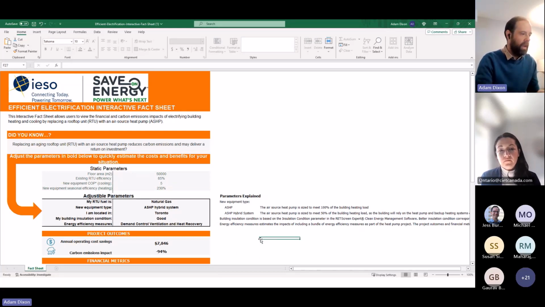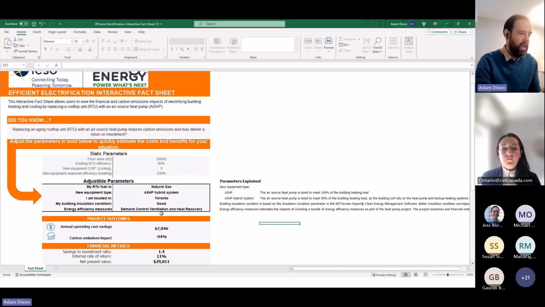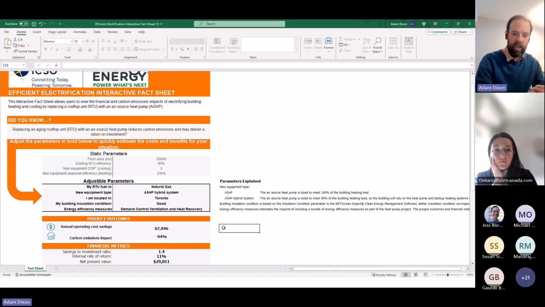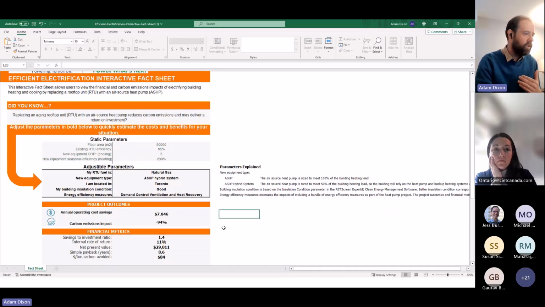So now we can play with these adjustable parameters based on our current fuel, our new equipment, our location, our insulation level, and any energy efficiency measures that we have currently done in the building. And on those energy efficiency measures, we've limited it to 3 or combining 3. These are essentially just percentage reductions in your energy usage. So if you've done other things to reduce the consumption in your building, you can look below.